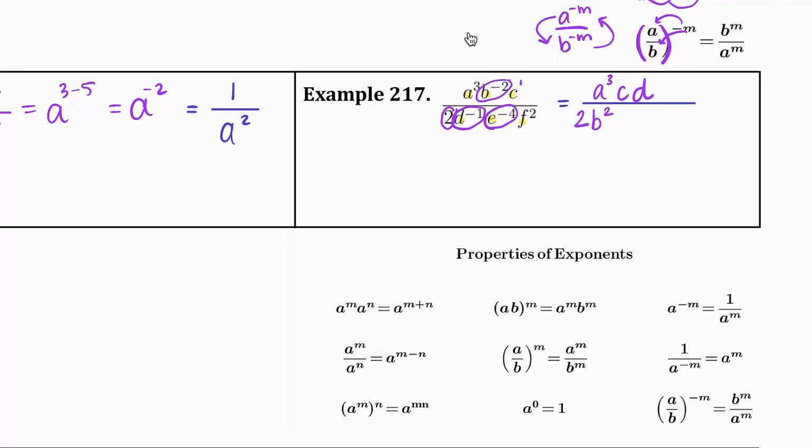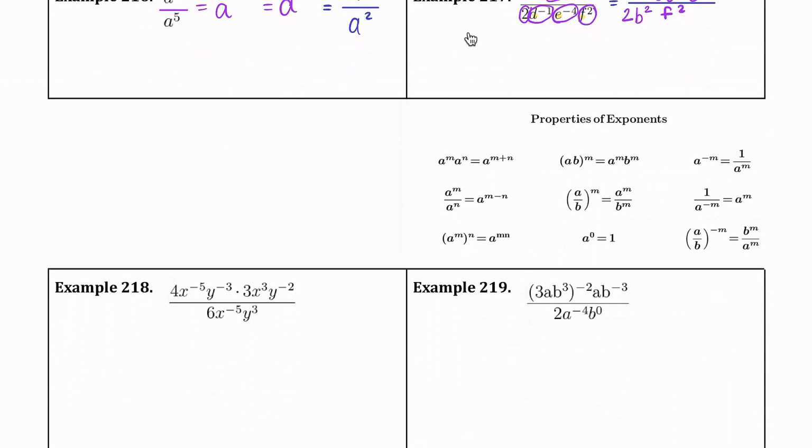e to the negative fourth, we need to move that to the top. It becomes e to the positive fourth. And then f squared is fine where it's at. It does not have a negative exponent, so it's okay there. So that's how we can rearrange things so that everything is written with a positive exponent.